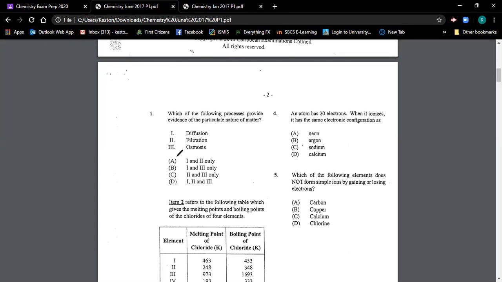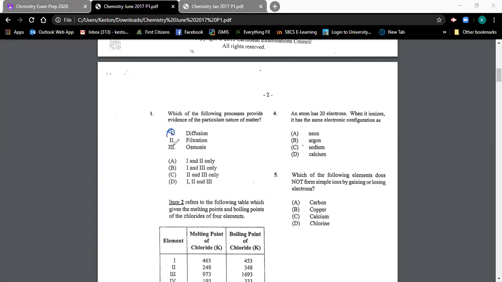Good, Kira, Jaden, Sion. Excellent. Very good. So diffusion and osmosis would attest to the particulate nature of matter. So we're going with B for this one, 1 and 3 only. Right. Next up, number 2.